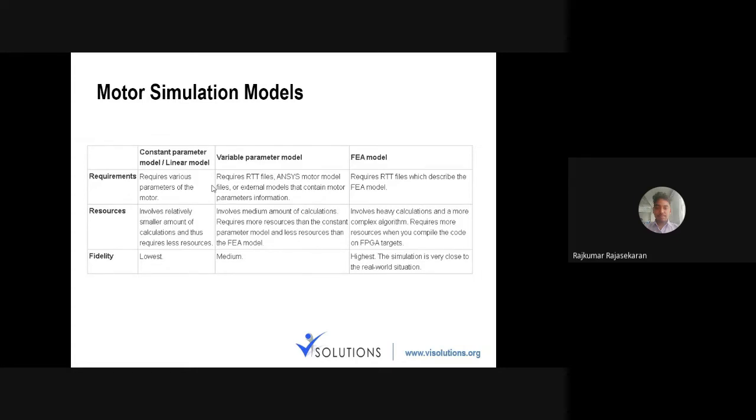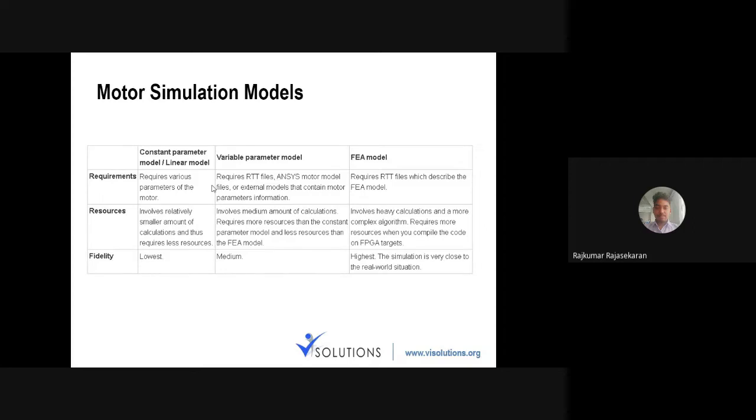So it's not much used, but it's the easiest implementation. Second part is the variable parameter model. The variable parameter model, on the other hand, is going to be a little bit more accurate than a constant parameter model. The reason is you wouldn't take this parameter from hand, by hand entering.